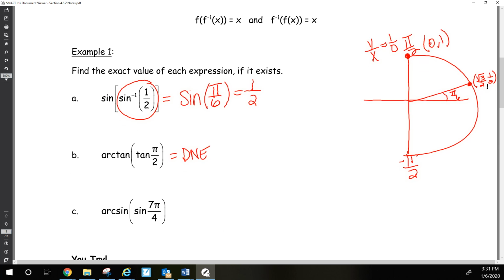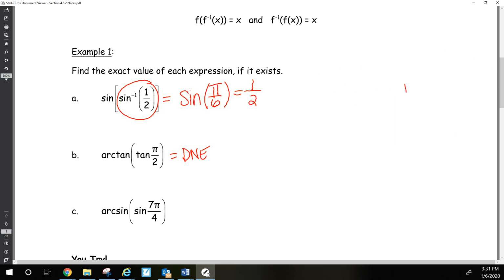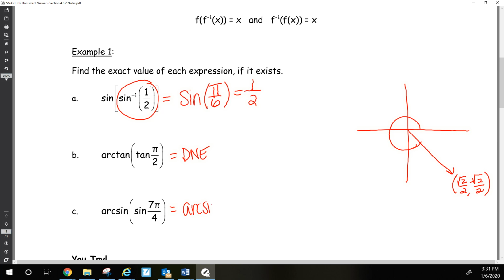All right, and finally, we've got arcsine of sine of 7 pi over 4. So let's find 7 pi over 4. It's going to be here. Our point there is square root 2 over 2, negative square root 2 over 2. We're in the fourth quadrant. All right, so what is my sine value here? It's negative square root 2 over 2. So arcsine of negative square root 2 over 2.